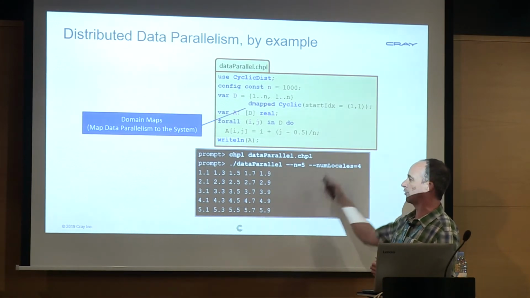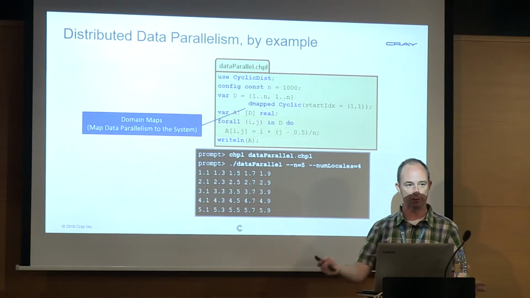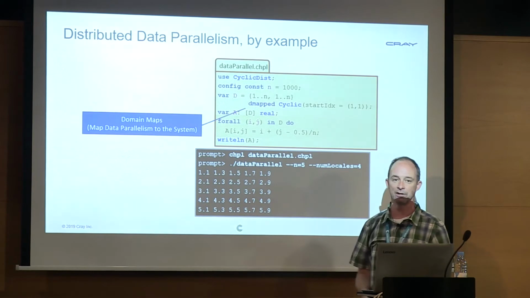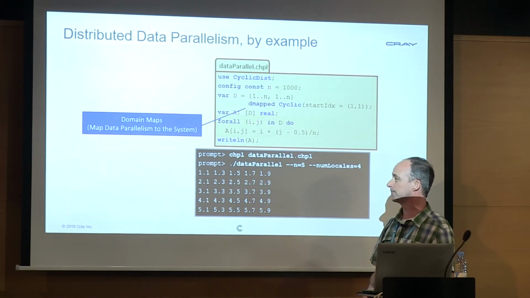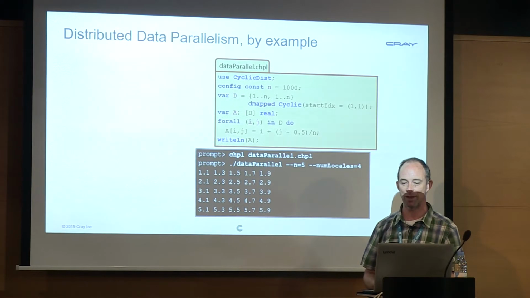And so now when I run on 4 locales, it'll divide up the indices and the arrays and the iterations across those locales and across their cores. But again, I haven't had to change the actual computation here. All I've had to do is change the declaration of that domain. And that's affected the arrays and the loops over those domains and arrays. Okay? So this is your quick example of data parallelism in Chapel.